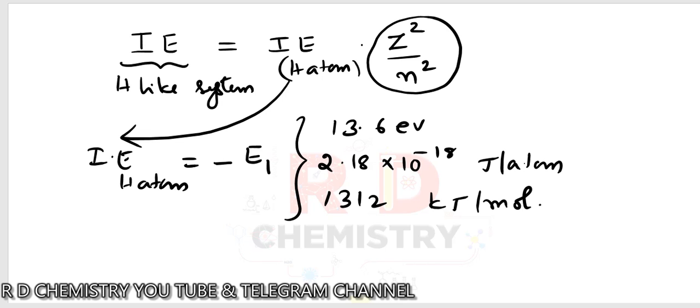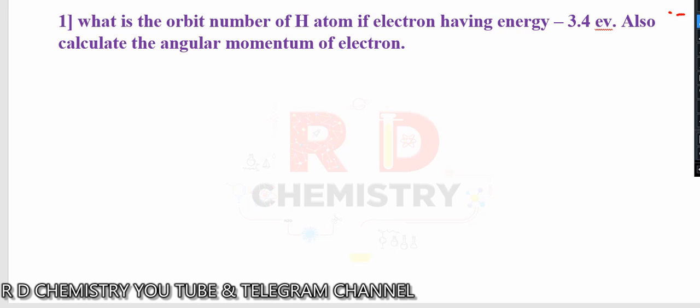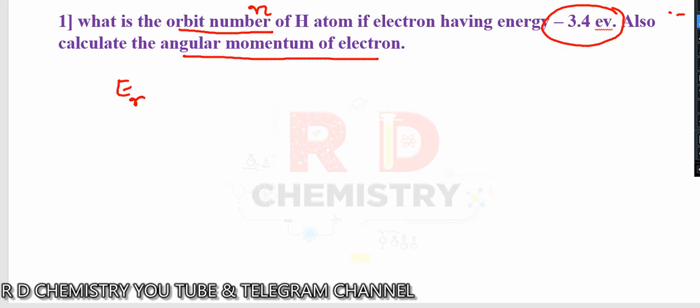We'll solve some problems. Read the question. What is the orbit number n value, if the electron is having energy minus 3.4 electron volt? Also calculate the angular momentum of the electron. First we'll calculate the orbit number. You know that we have the formula: energy of electron in any orbit is equal to, since they are given in terms of electron volt, minus 13.6 into Z square divided by n square, in terms of electron volt per atom.